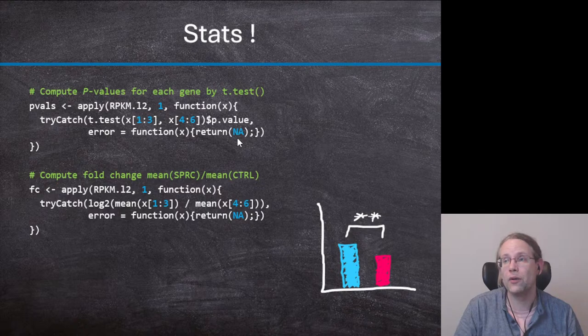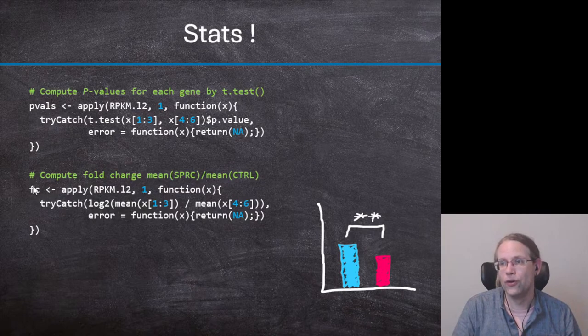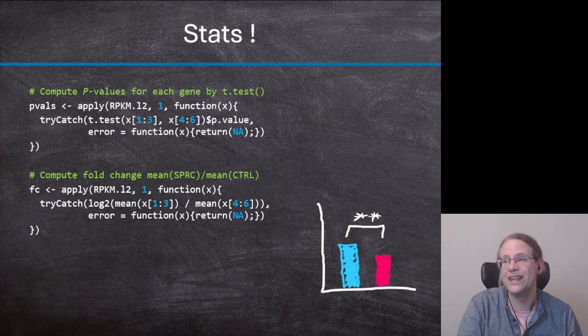Since we want to do a volcano plot in the end, I'm also directly going to use the exact same strategy to do the fold changes. The fold changes I'm going to apply to the RPKM log2 transformed data, to the rows, a function of x, and then I'm going to compute the mean of the treated samples divided by the mean of the control samples, and then take a log2 of the difference. A log2 of the difference means that a fold change of +1 will be a 2 times increase, and a fold change of -1 will be a twofold decrease.